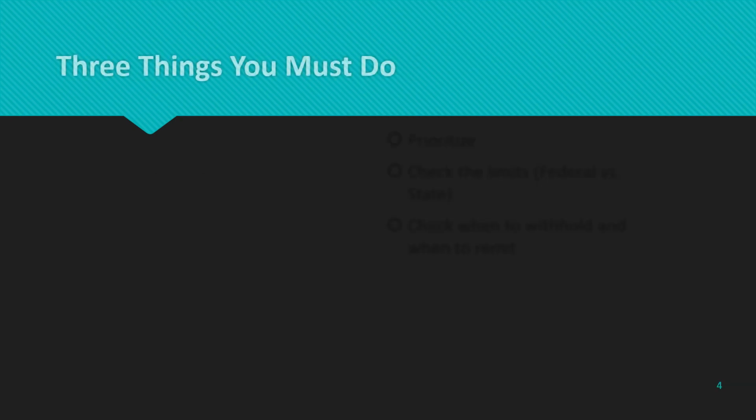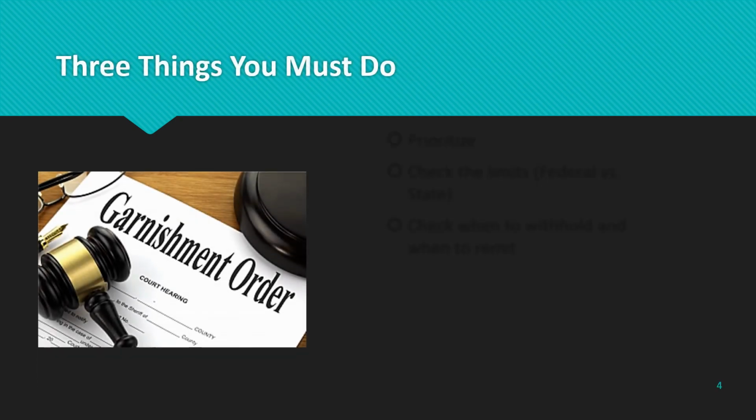When a garnishment comes in, there are three things you must do right off the bat. Number one, you need to prioritize, especially if there are multiple garnishments in place for this individual. Which ones come first, second, third, and so on.